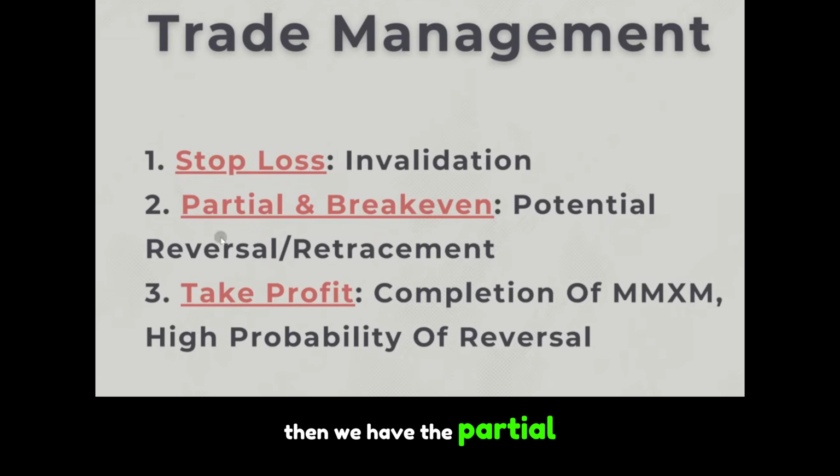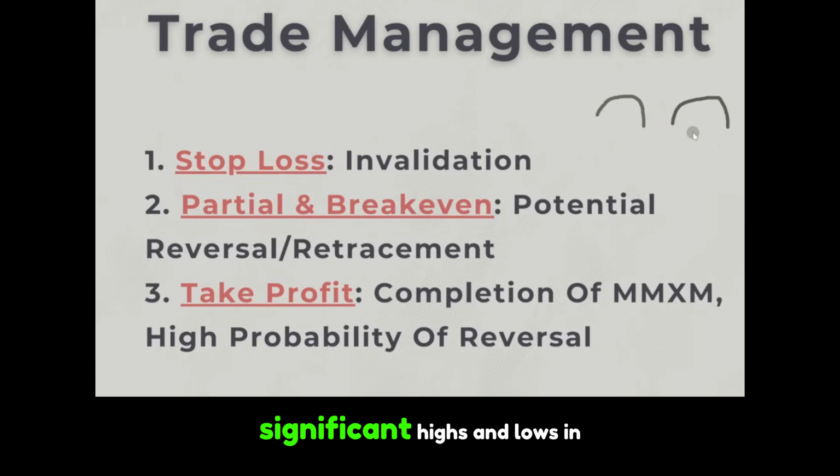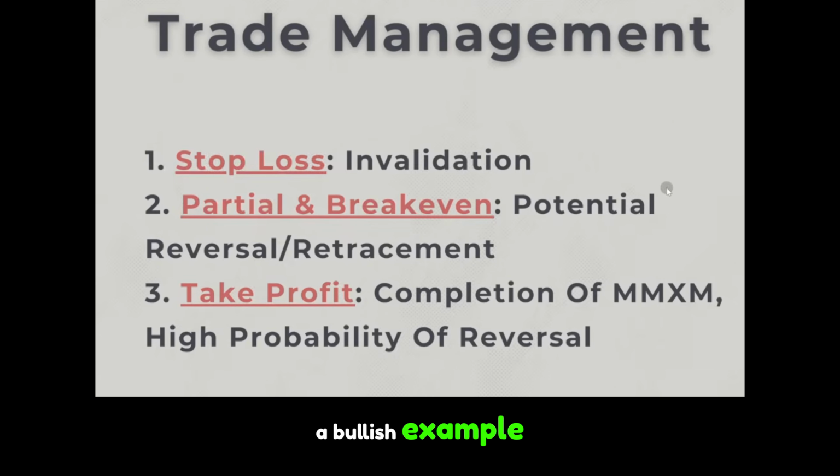Then we have the partial and break even. So those are two things at the same time. Taking some partials on the trade and going break even at the point that we have a potential reversal or retracement. Let us say we're having some significant highs and lows in a bullish example. When those highs are taken, and there is a big potential that we could have a retracement or reversal from there, but there is another high that is above them that could also be taken, then I could go break even at that point and take some partials. In case price decided to go higher, I'm still in the trade.